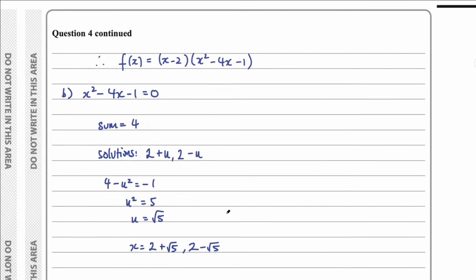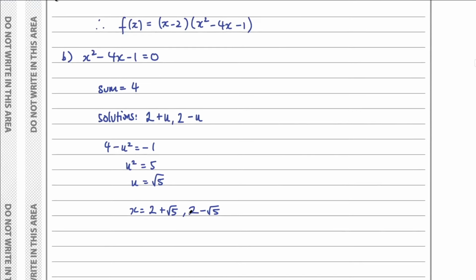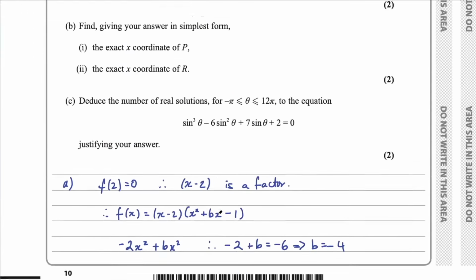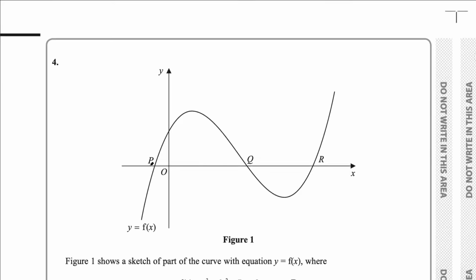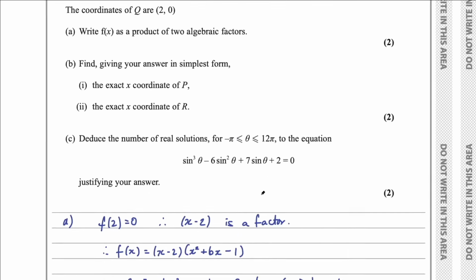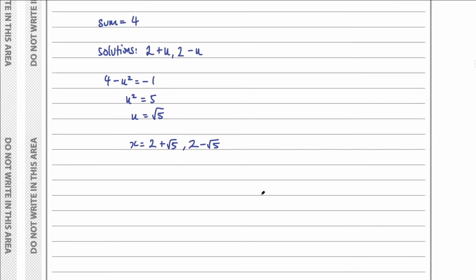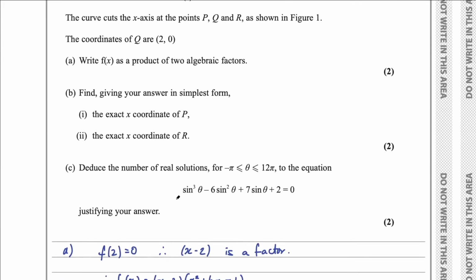So at R, let's go back and look at the graph. So clearly 2 plus root 5 is going to be larger than 2 take root 5. So P is the smaller value and R will be the larger value. So R is going to be 2 plus root 5. So let's say at R x equals 2 plus root 5, and then at P x equals 2 take root 5. Okay, so that should be all done for part B.